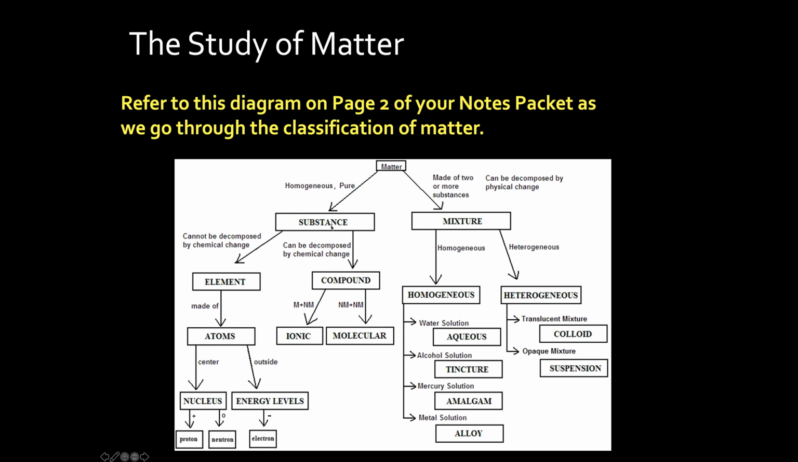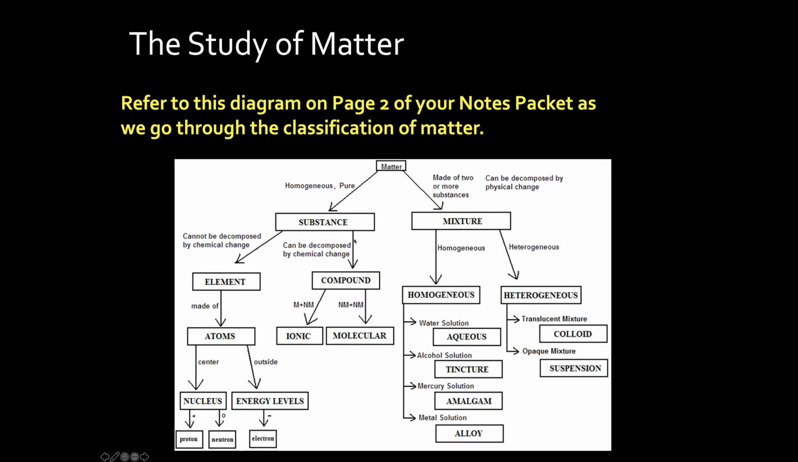Substances fall into two categories. Ones that cannot be decomposed any further by chemical change, we call these elements. And substances that can be decomposed by chemical change, we call these compounds. Drilling deeper on elements, elements are made of atoms. In the middle of every atom, you will find a nucleus containing positive protons and neutral neutrons. Outside the nucleus, you'll find energy levels containing negative electrons. More about that in the next two units, units 4 and 5.